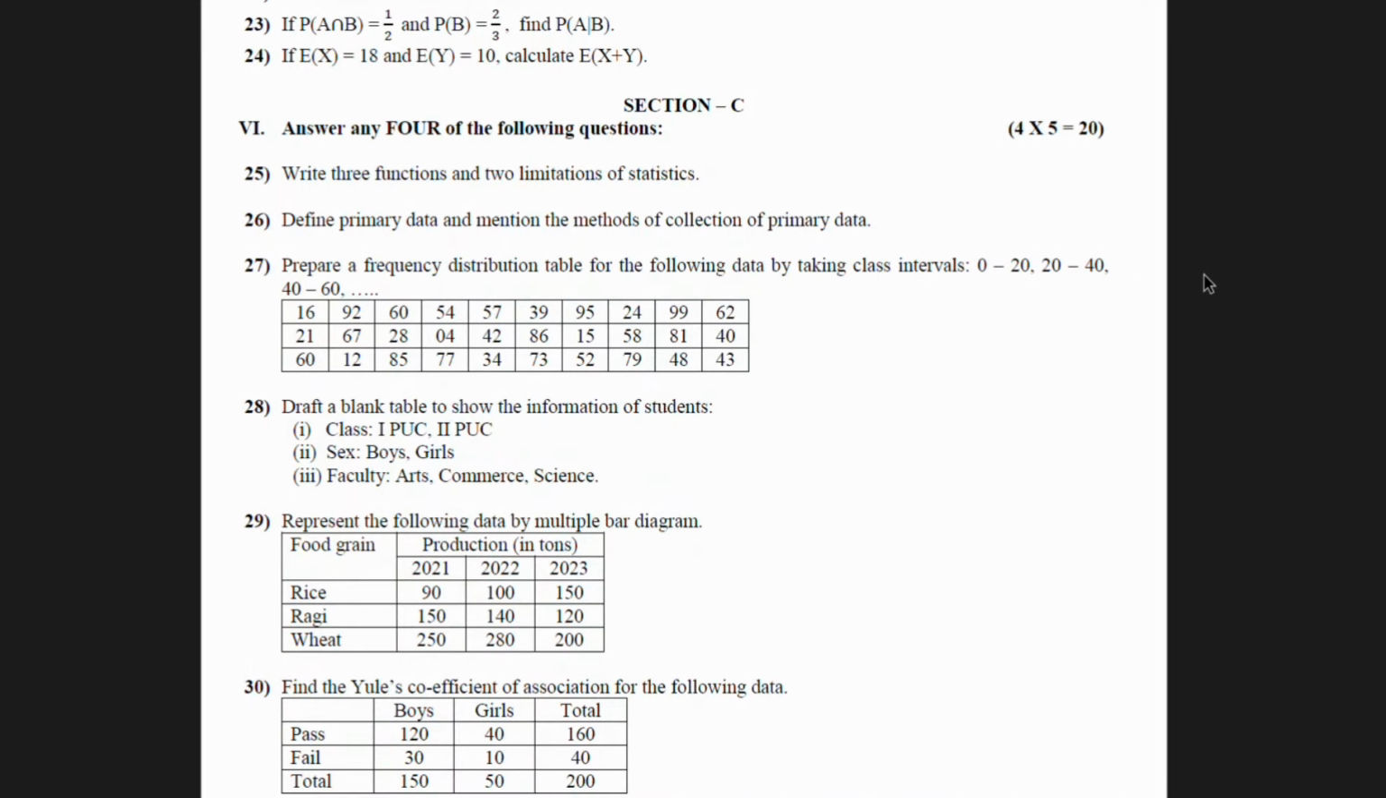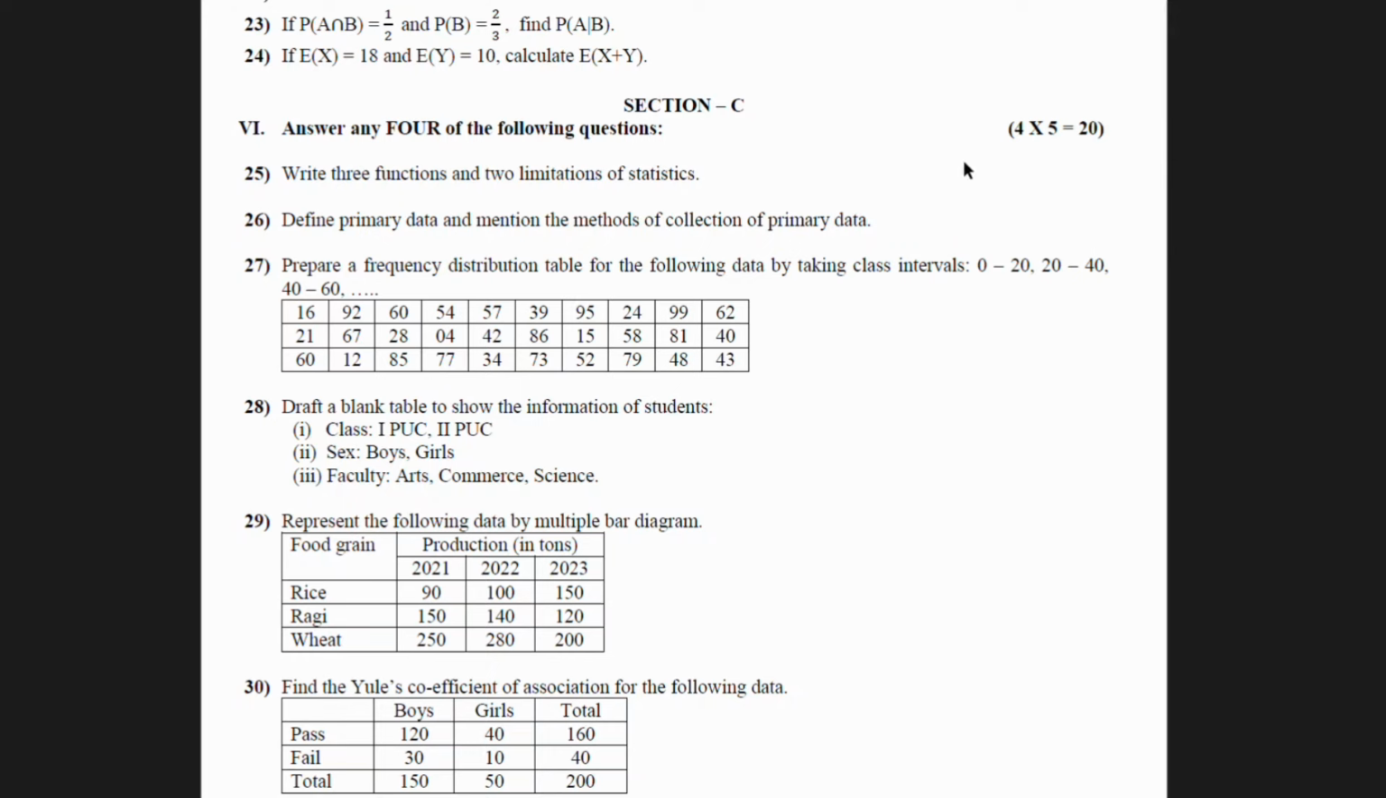So in the previous video we discussed section B, and the video prior to that we discussed section A, and the video prior to that we discussed the blueprint and the model question paper. So in this video we shall discuss section C.